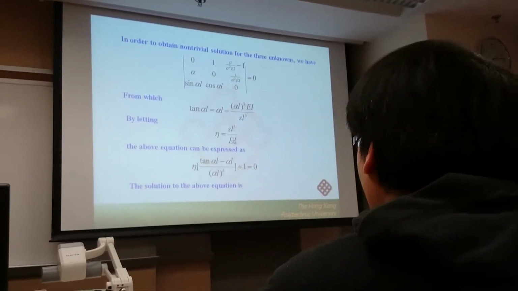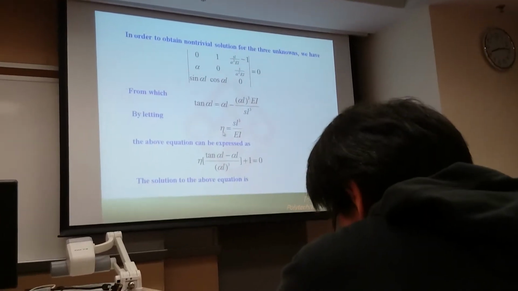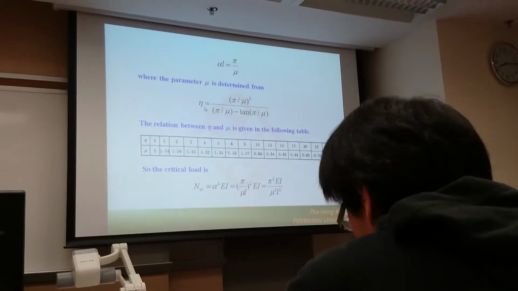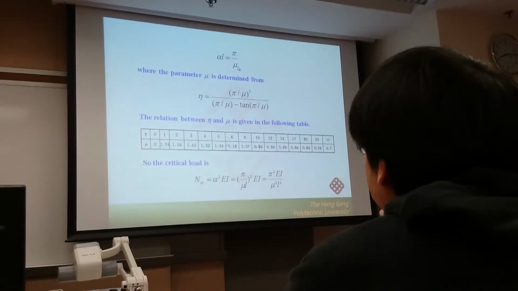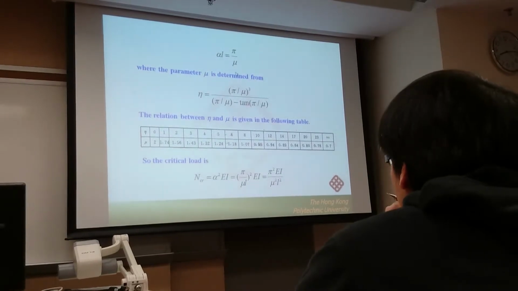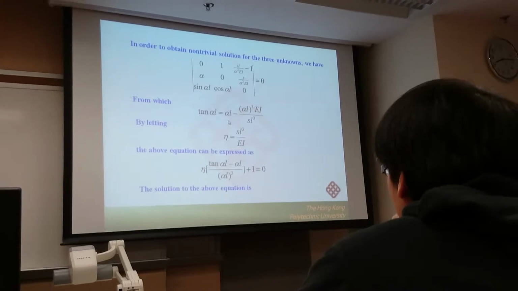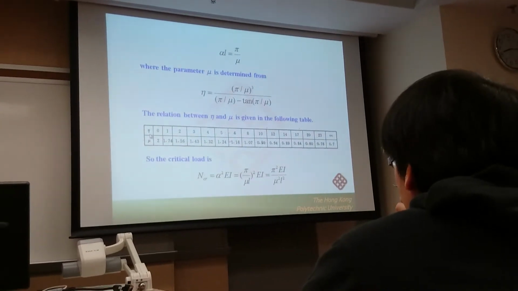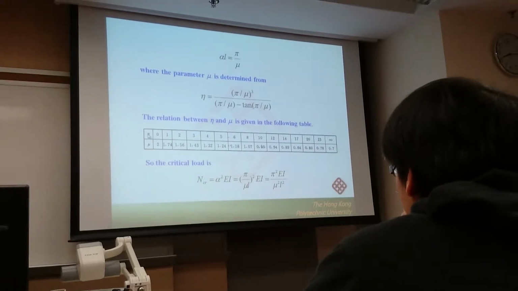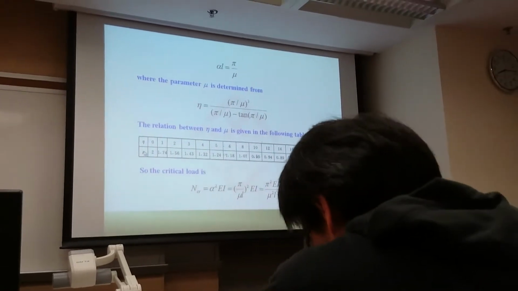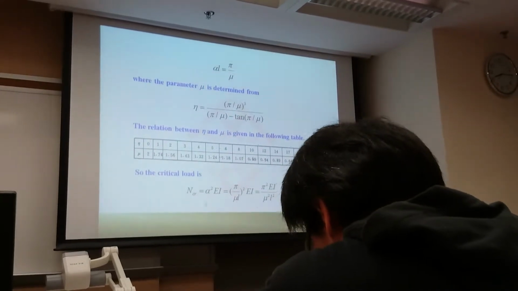L is given, EI is given. So when the stiffness is given, we can obtain the eta value. After obtaining the eta value, we can obtain the corresponding mu value. And this mu value is obtained from this equation based on the numeric solution. So here I provide you a numeric solution for different eta and the corresponding solution for mu. Okay, and this is the final solution for the critical load.